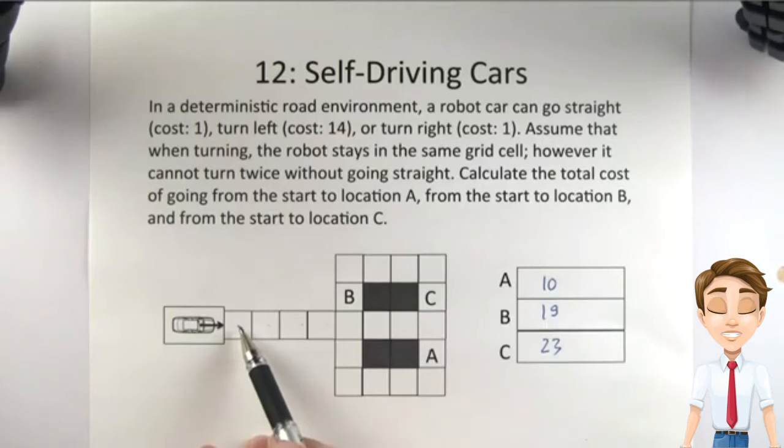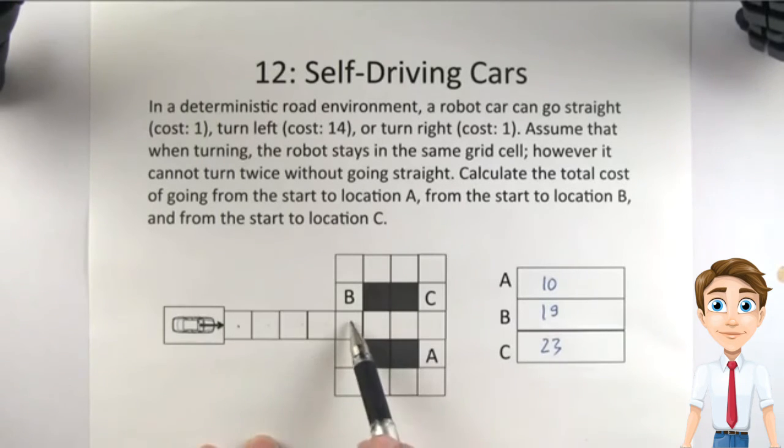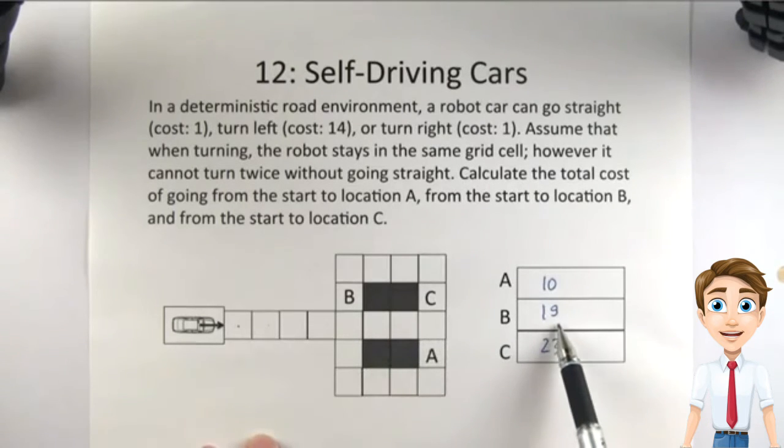For B, there's 2 ways to get there. We can go straight and left, which will be 6 steps, but we're going to pay a cost of 14 for a total of 20. It turns out to be cheaper to take the loop over here and do 3 right turns, which is a total of 16 steps, and we have 3 right turns, which gives us 19.